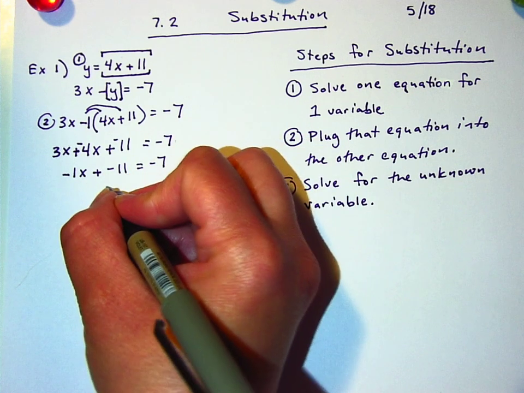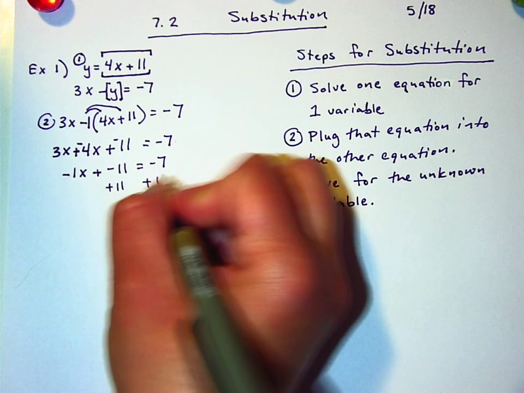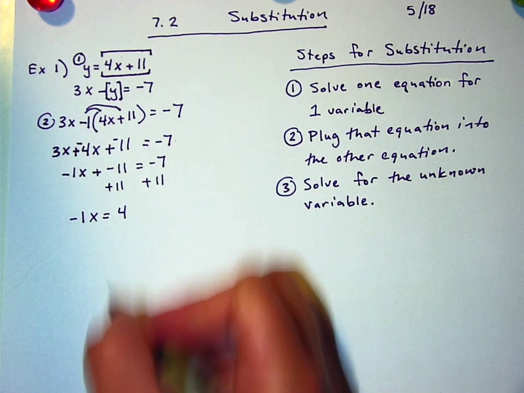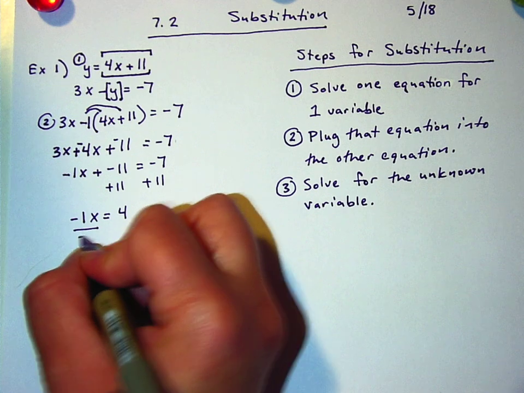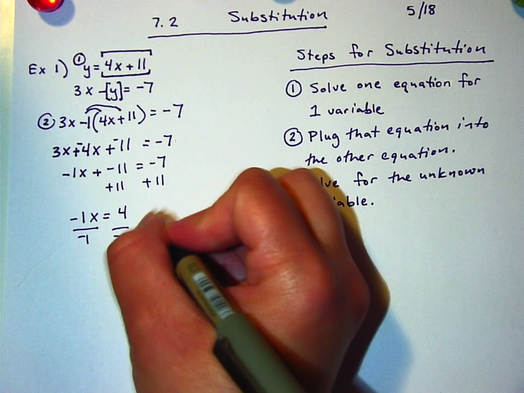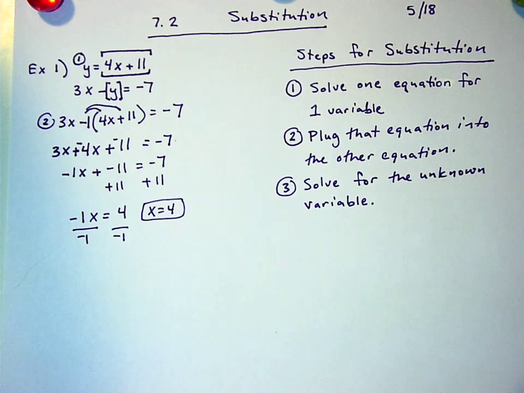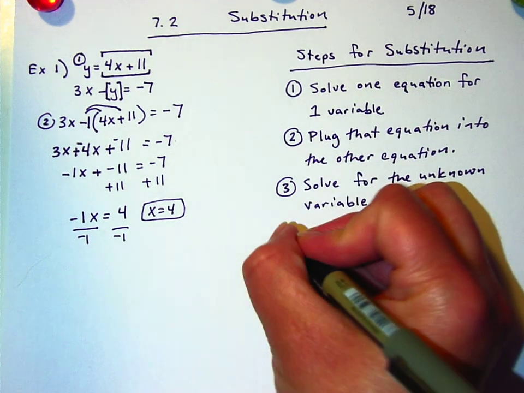And then to get rid of the minus 11, you add 11 to both sides. So now I've got negative 1x equals 4. And then to get x by itself, I'm going to divide by negative 1, so x equals 4. Nice. So now I know what x equals. And at that point where they cross, I know what the x is. But I don't know the y yet.